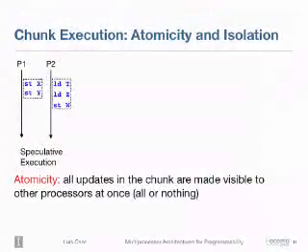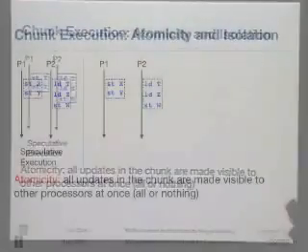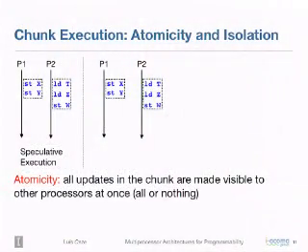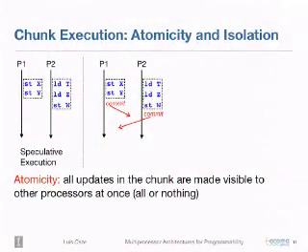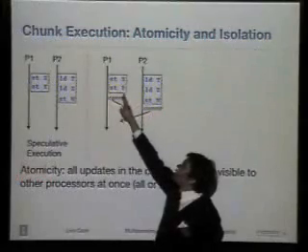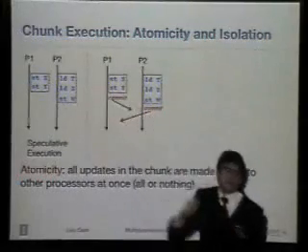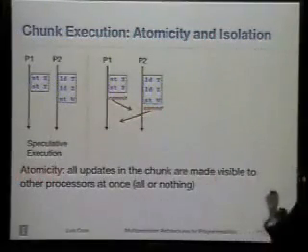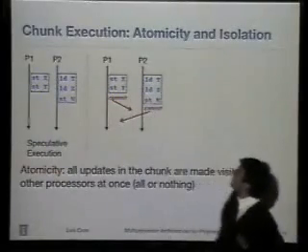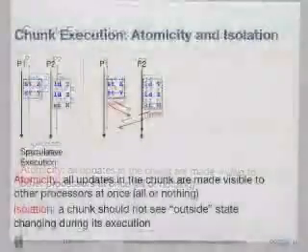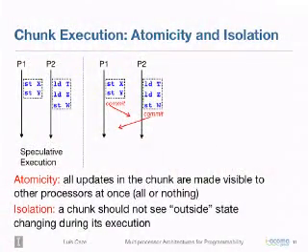In atomicity, the idea is that all updates in the chunk are made visible to other processors at once, in an all or nothing fashion. The way this is done is all stores inside our chunk are buffered until the end, and when the chunk commits, these stores are made visible to other processors at once. So in this case, stores to X and Y are made visible here, and the store to W is made visible when the chunk commits.